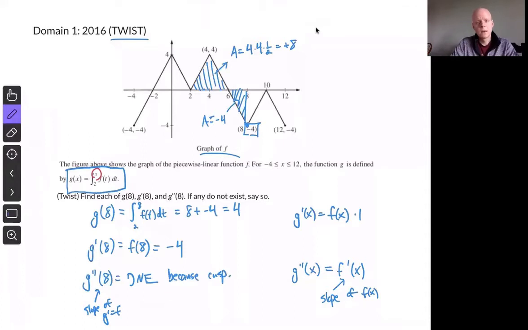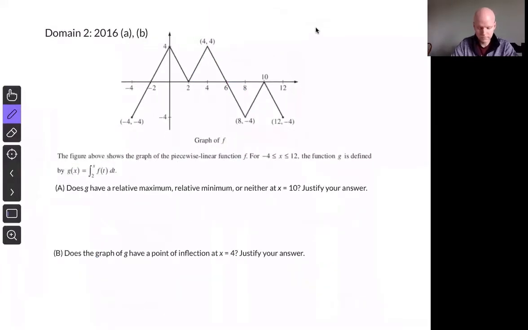Okay, so that's domain 1. That's the kind of problem that you might see there. Let's take a look at what domain 2 has to offer. So domain 2 is all about what we call function analysis. And again, I'm going with the problem from year 2016 here. I'm going to specifically do parts A and B as written in your FRQ practice packet.